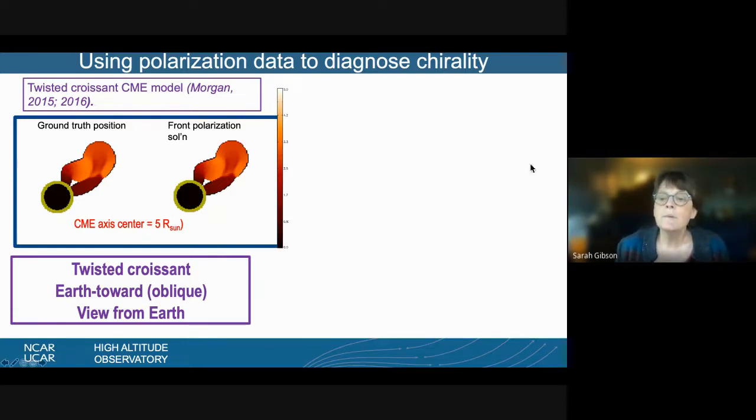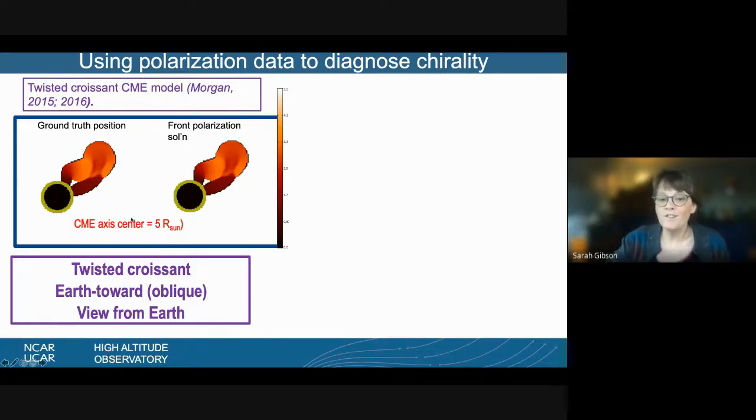So since the CME is always in front of the plane of the sky, in this case, I'm not using the blue-red color table, and I'm using an intensity scale where back to front is shown dark to light. And so on the right, we've got the front polarization solution, and on the left, we have the ground truth knowledge of the weighted line of sight center of mass. And you can see that the front polarization solution is capturing the 3D location well. But it's perhaps not obvious what the chirality is because this is a compact structure near the sun.